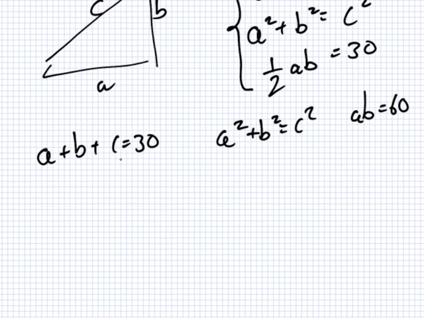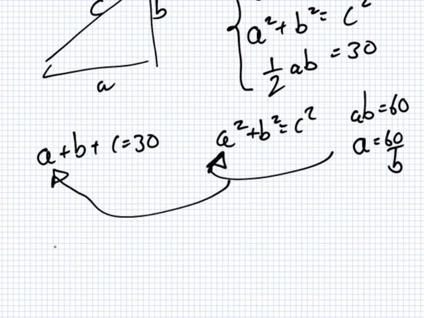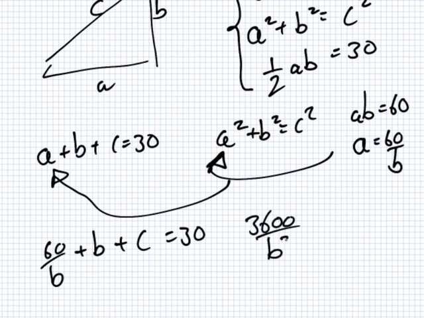And these have ABC and ABC in them. So maybe we'll just do that. Maybe we'll say A is 60 over B, and put that here, and put it here. So we have 60 over B plus B plus C equals 30, yeah? 3,600 over B squared.